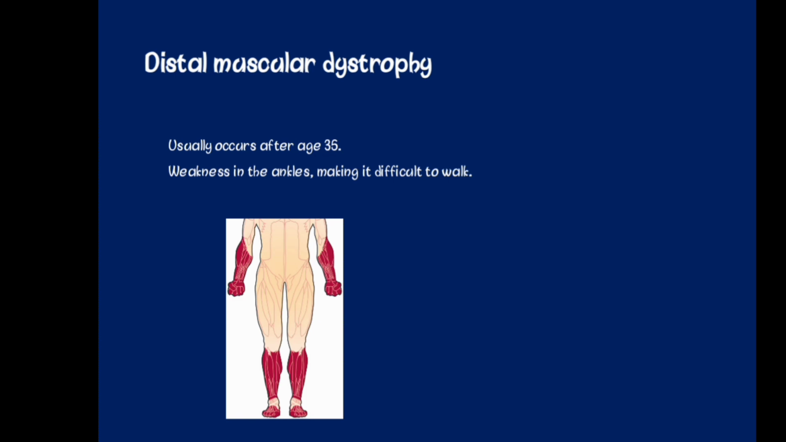Now let's move on to another condition, that is distal muscular dystrophy. Distal muscular dystrophy primarily affects the muscles in the hands, feet, lower arms, and lower legs. Weakness in the ankles makes it difficult to walk. This condition typically develops in individuals between their 40s and 60s.